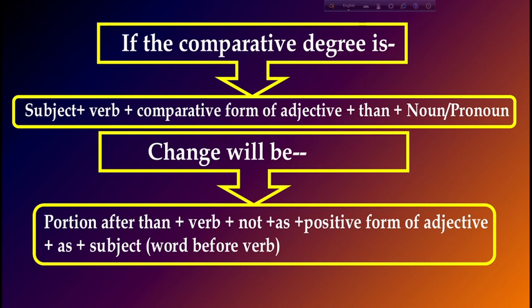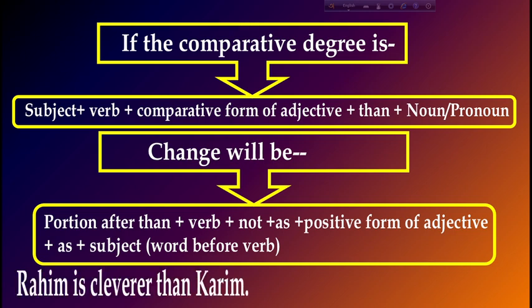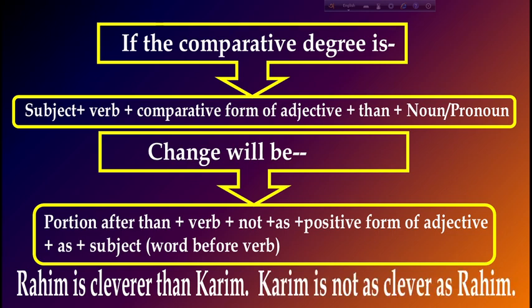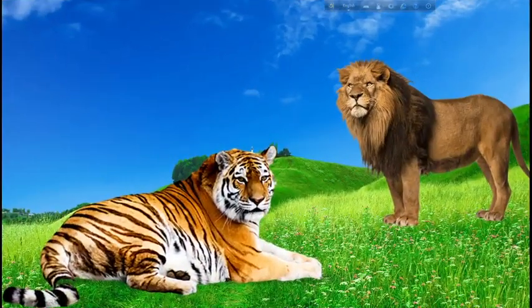Dear learners, you have guessed the idea. If the sentence is affirmative, then here it will be negative. If the sentence is negative, then it will be affirmative. This is the difference. Now we can make it clear by an example. Rohim is cleverer than Karim. The answer is: Karim is not as clever as Rohim, according to the structure. First Karim, then is plus not as clever as Rohim. Okay, dear learners, are you clear? Now we go to the next slide.